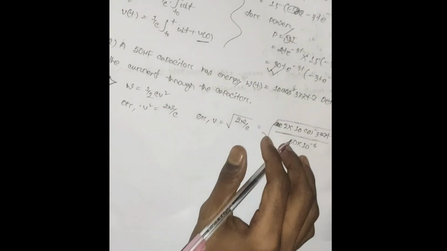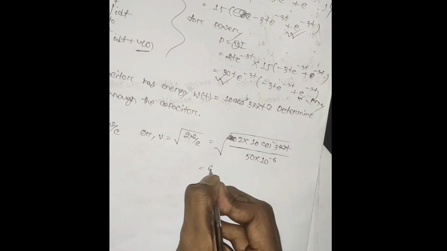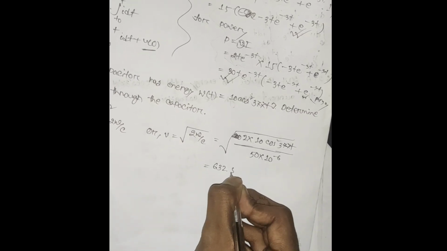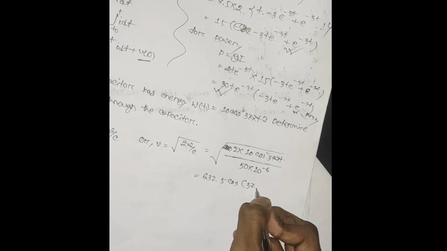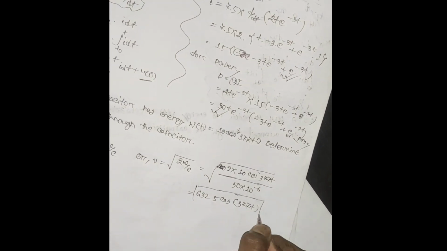So the answer will be V equals, let me just calculate that, the square root of 20 cos square 377t divided by 50 into 10 to the power minus 6. So the value will be 632.5 cos 377t. It will be the value of my voltage equation.